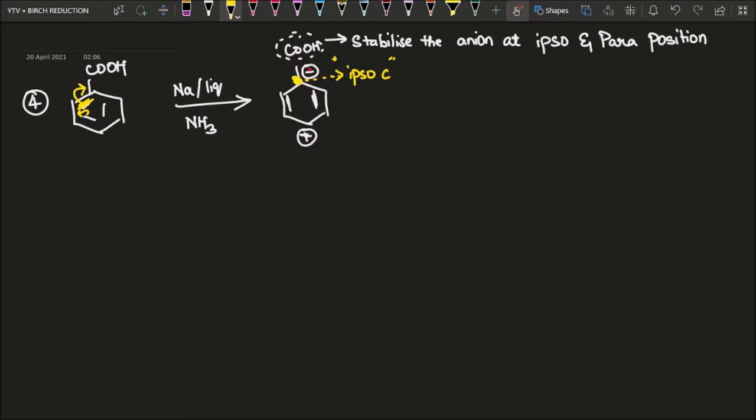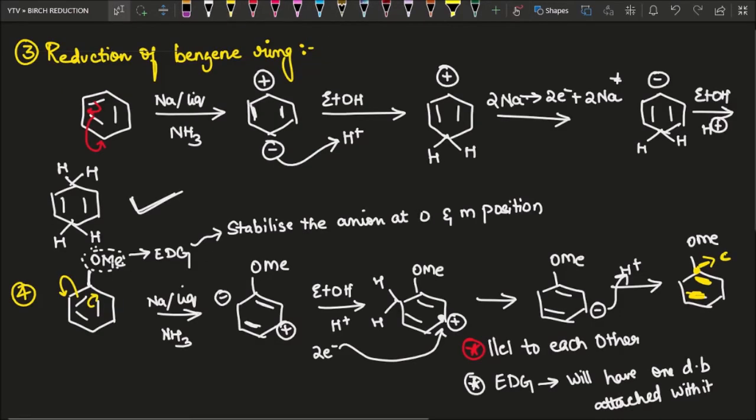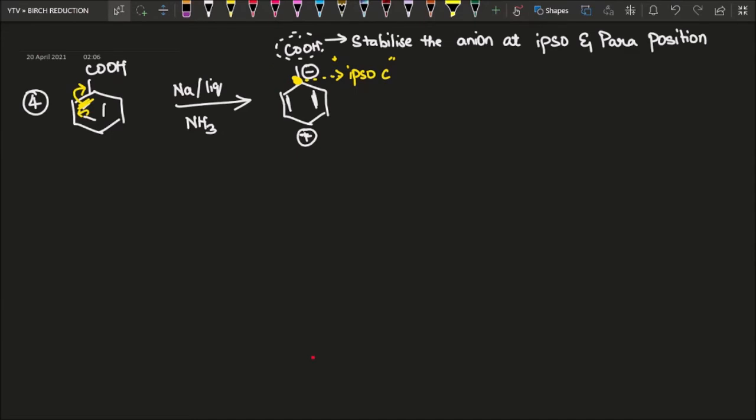Now you have to understand the difference between electron donating group and electron withdrawing group. Whenever you have an electron donating group, the anion will be stabilized at the ortho and meta positions. That is why we brought in an anion first at the ortho position and then at the meta position, because those are the stabilizing positions. In case of an electron withdrawing group, the negative charge will be stabilized at one, the ipso position, that is the carbon which contains the electron withdrawing group, and another one, the para position. That is why the shift happens like this.